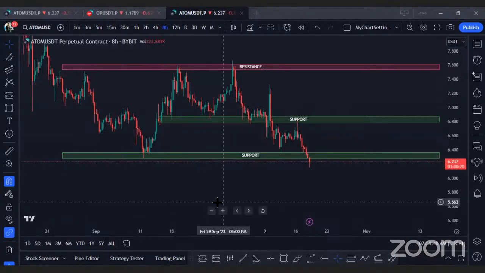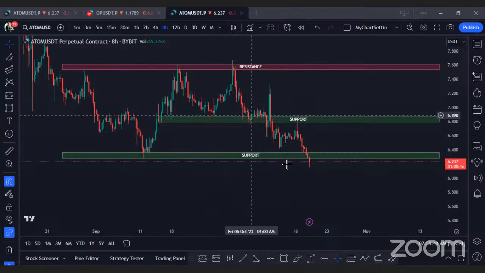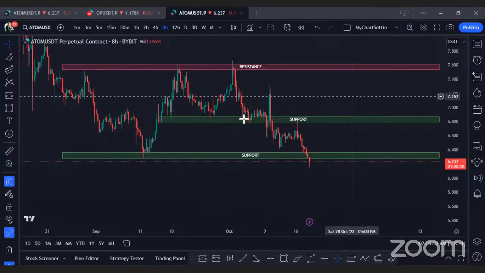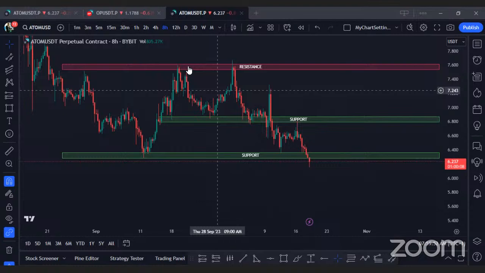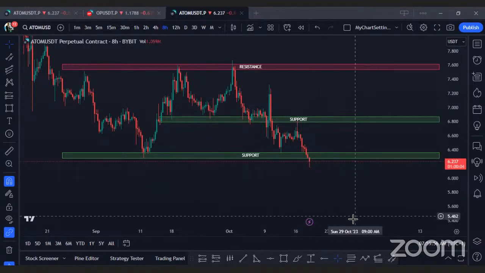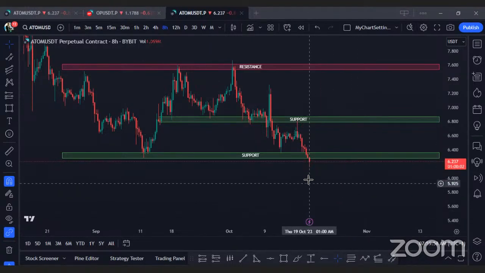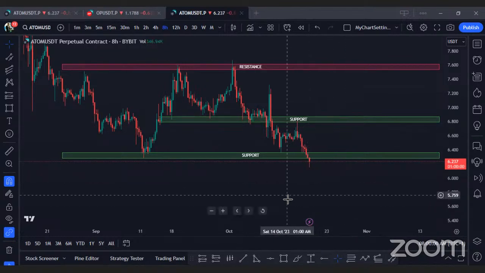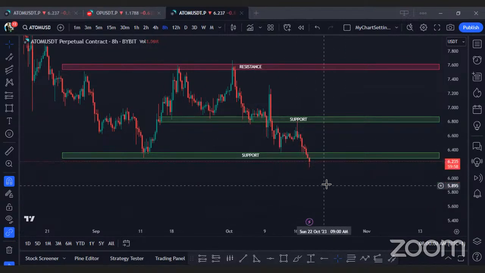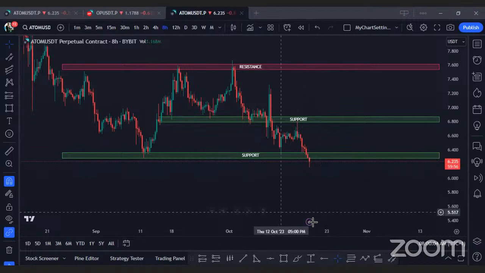This Atom was one of those trades we took yesterday, and I'm still holding on to that trade. Looking at the chart right now on the 8 hours time frame, I'm waiting for the close of this candle.